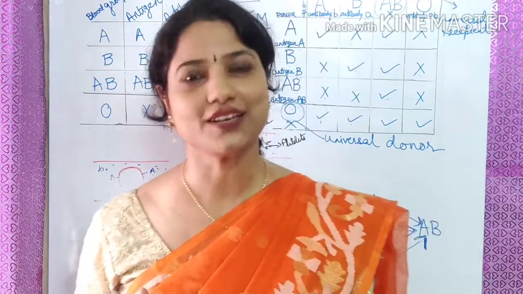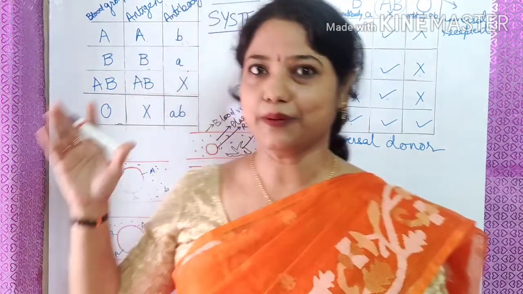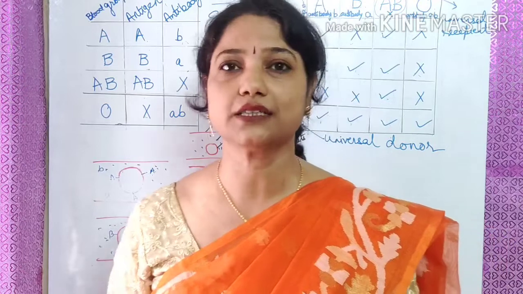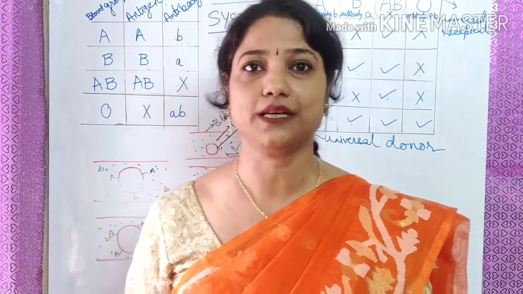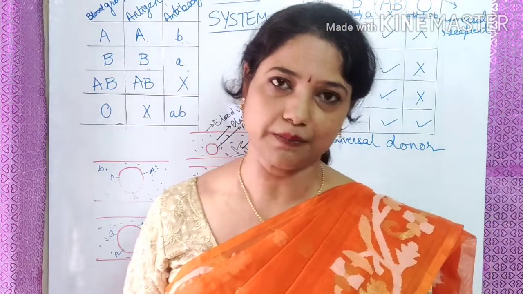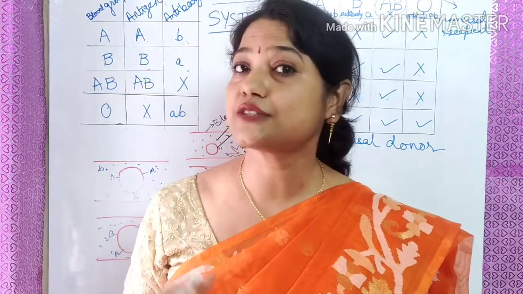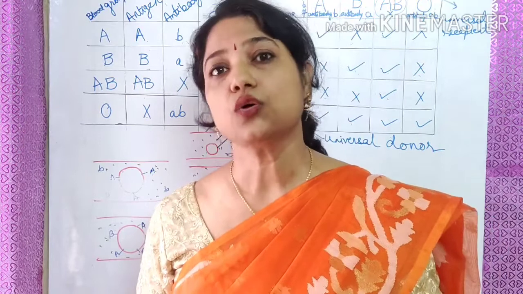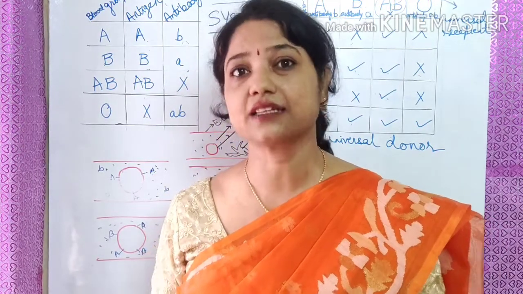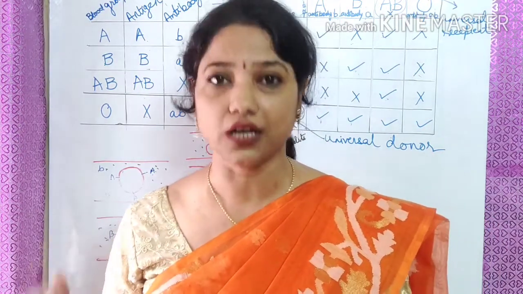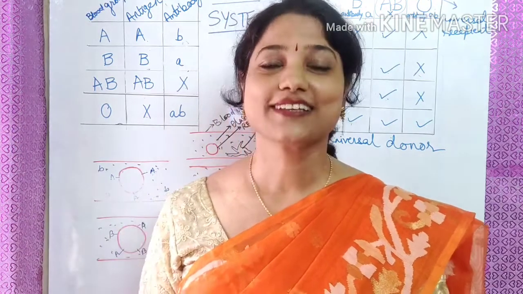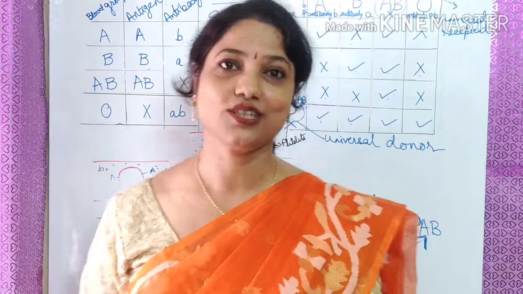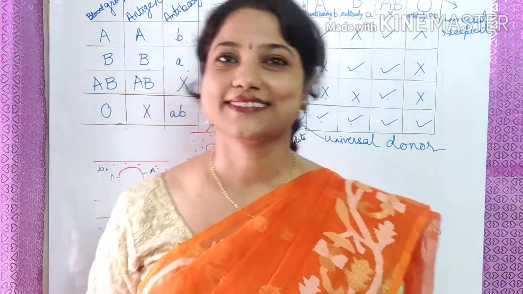So children, we have seen today about the various types of blood groups present in our blood, the antigens present in the blood, the antibodies present in the blood, and the Rh factor present in the blood. And we have also seen which blood group can give blood to which other blood groups. So let us end our session today here itself. Next day we shall continue. Thank you.